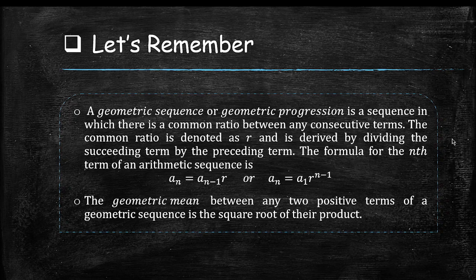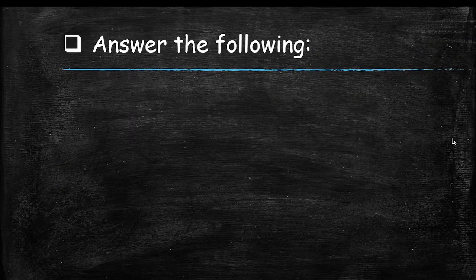The geometric mean between any two positive terms of a geometric sequence is the square root of their product. So here is the list of the activities that you need to answer for the lesson number 2.